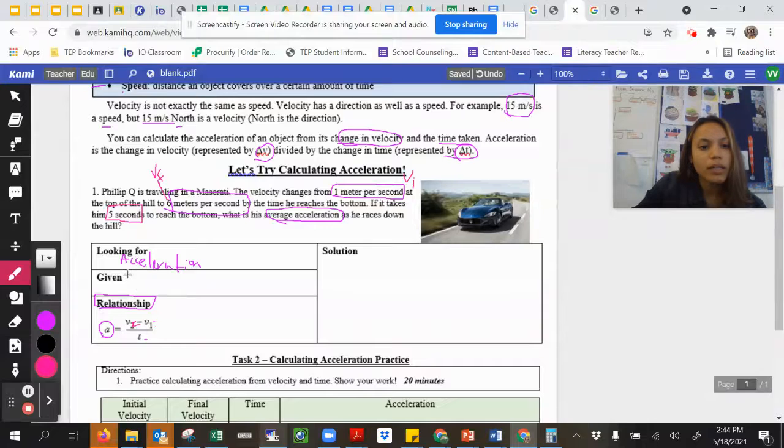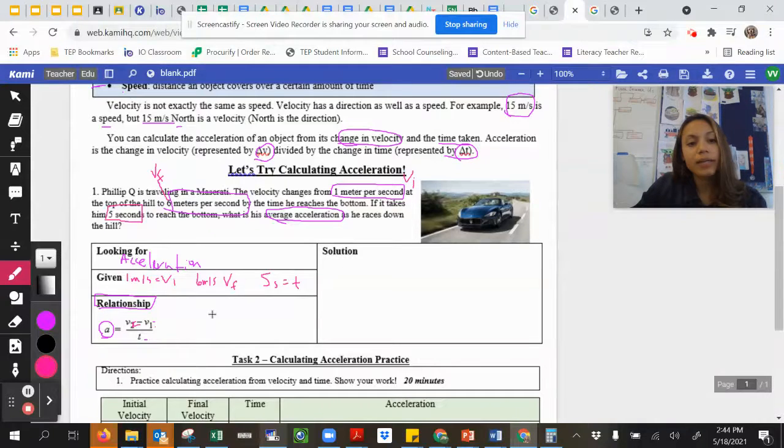So we know the 1 meter per second is the VI. And we know that 6 meters per second is the VF. And then we also know the time, which is 5. For total time, it's the same thing, final minus initial, but it gives us the total time anyway, so we don't have to worry about that. And you won't have to worry about that in the experiment.